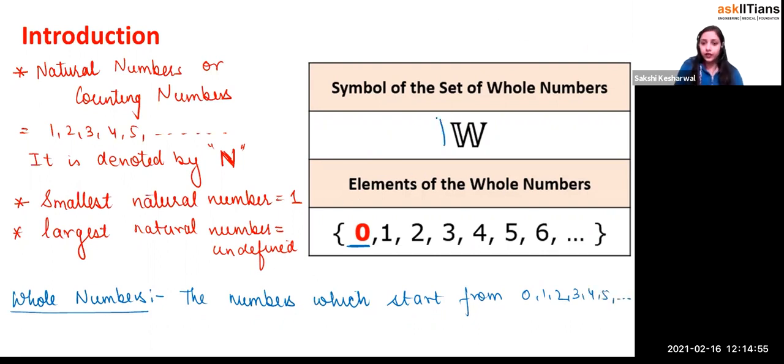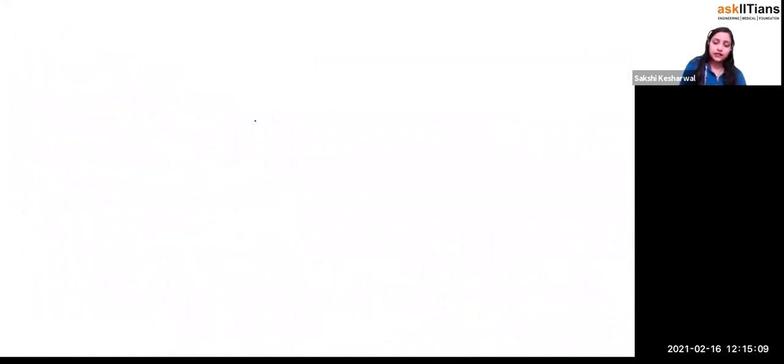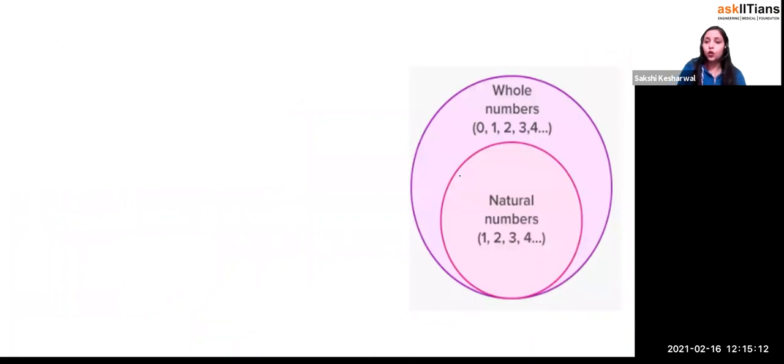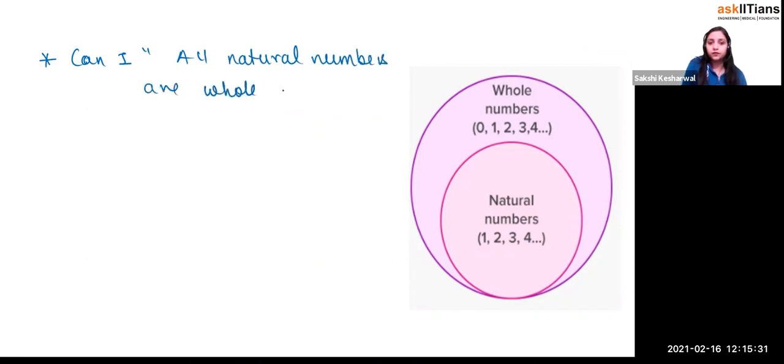Now it says, as already written, that it is denoted by capital W, right? So what is it denoted by? Capital W, that's it. Now, I'll ask you one more question. Can I say that all natural numbers are whole numbers? Yes or no? So the answer is yes.